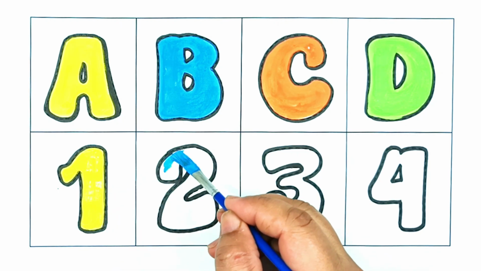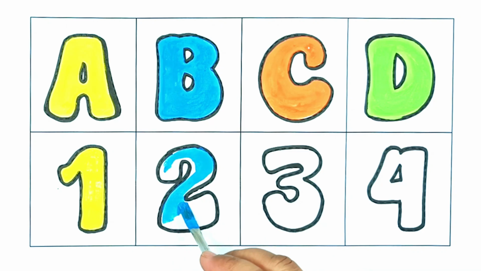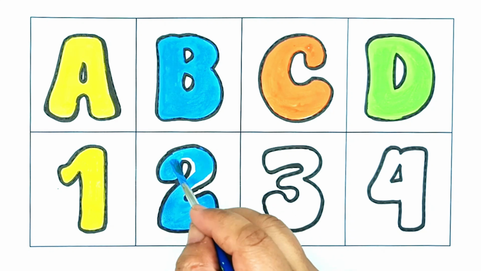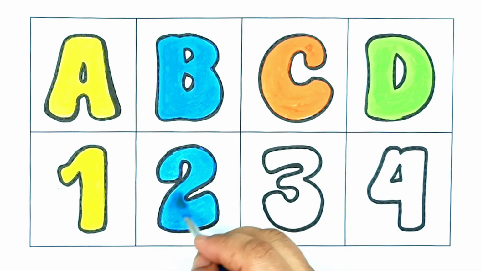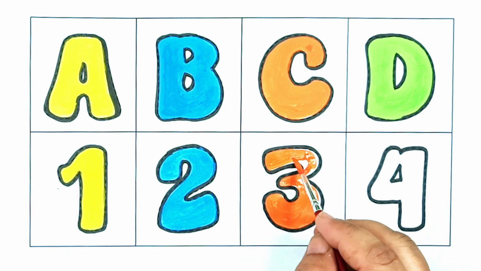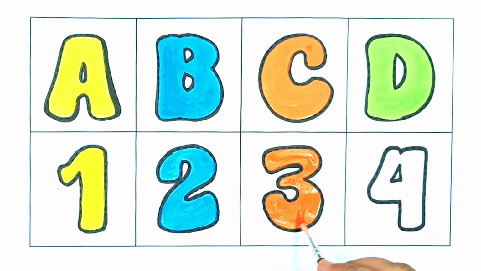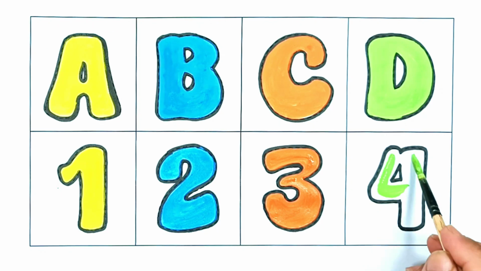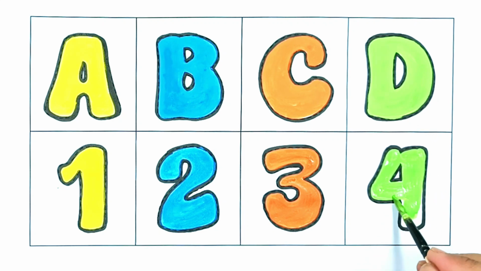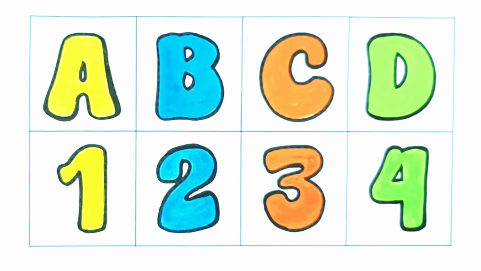1, 1. 2, 2. 3, 3. 4, 4. A, B, C, D, 1, 2, 3, 4.